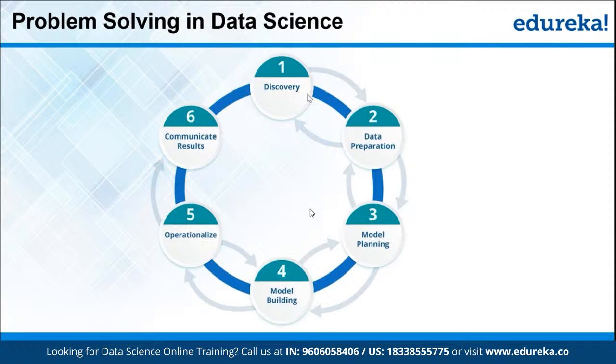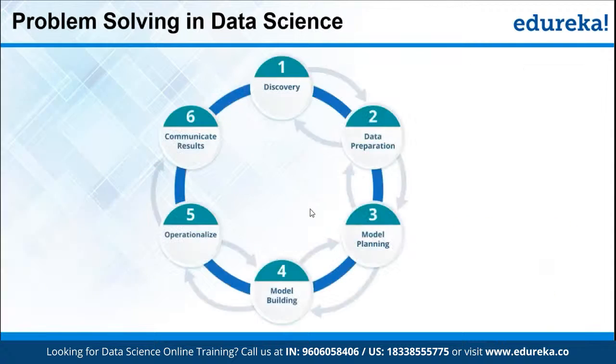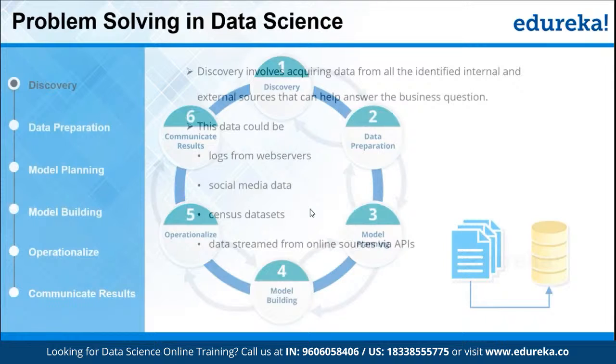Discovery, data preparation, then you will be coming up with a model. You'll say that, okay, this is a machine learning algorithm I should be applying for building a model. So once the model is built, you will be deploying it to prod, and then you will be communicating the results. So now let's discuss all these phases in detail. But as a data scientist, right, you will always be working on these phases. Okay, so now what is the first phase?